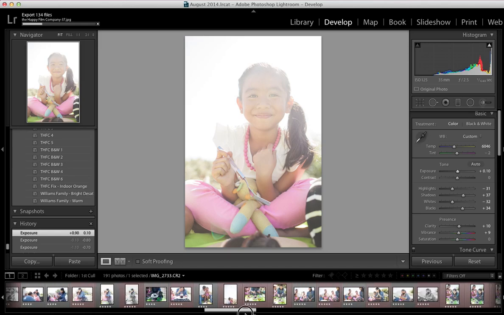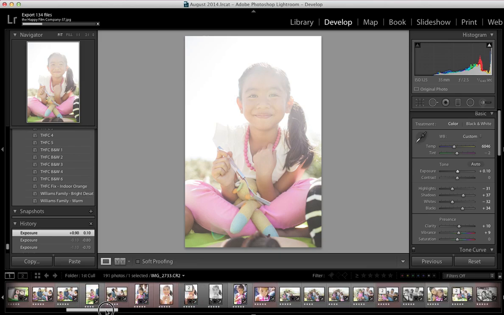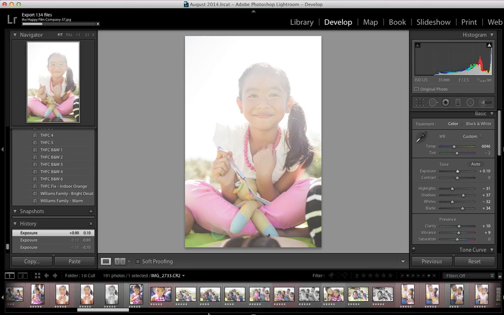So there was a moment where the family's all hugging. This probably looks really random, huh? I didn't prepare well for this little session.